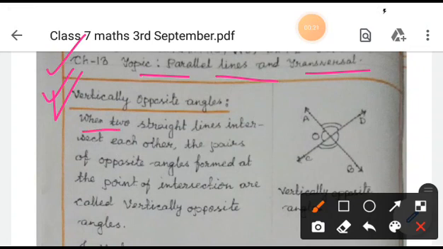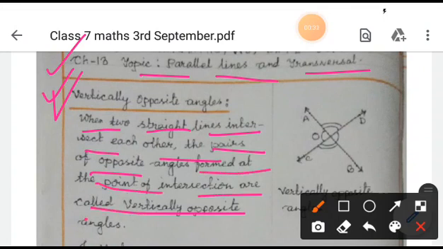Here the description is: when two straight lines intersect each other, then the pair of opposite angles formed at the point of intersection are called vertically opposite angles. So here you can see that it is shown in the diagram. The two lines AB and CD are intersecting each other at the point O, and these two angles at the center are called vertically opposite angles.